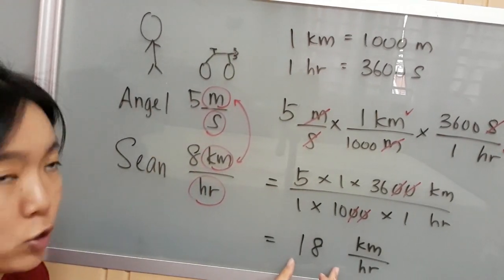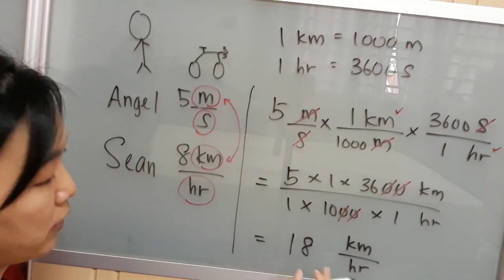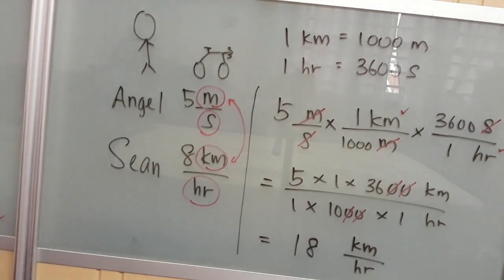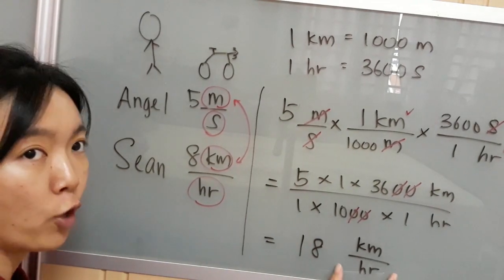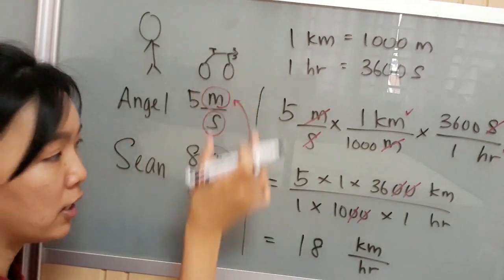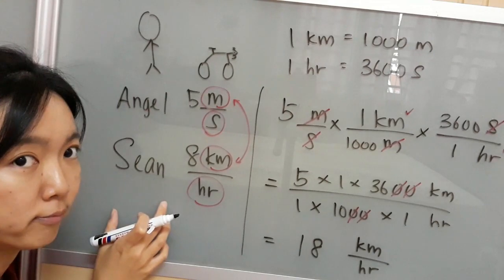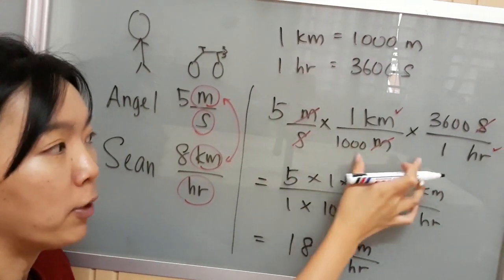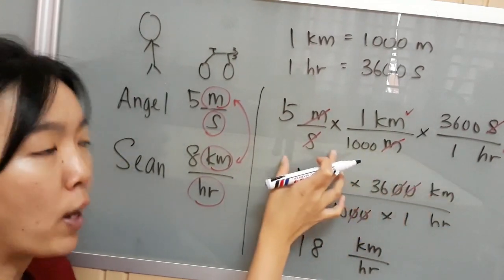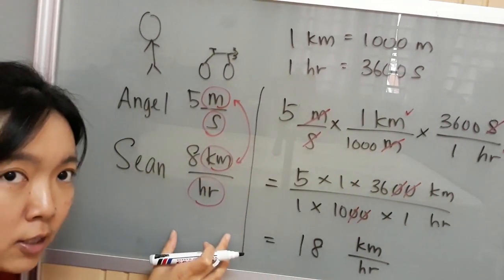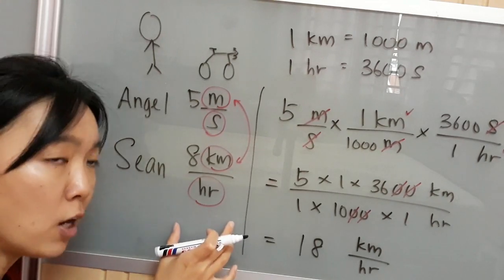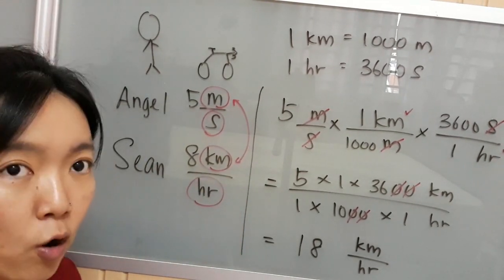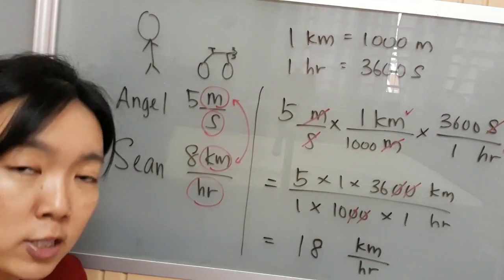So this is from Angel. Angel, 18 km per hour. Sean is 8 km per hour. So we know very clearly that the speed of Angel riding the bicycle is faster compared to Sean. So this is what unit conversion is all about. We use this to compare whether this is faster or this is slower, or in the tomato case before, which one is cheaper, which one is more expensive.